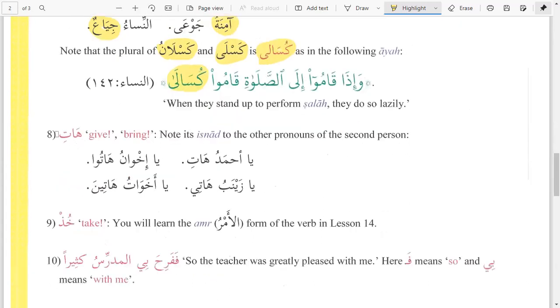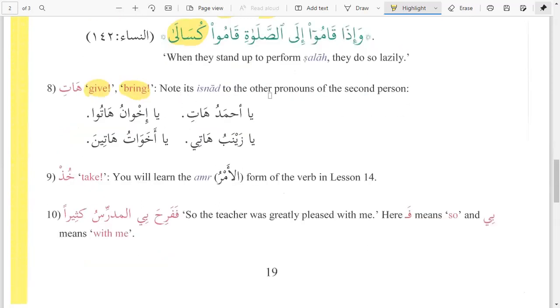And the next is hati. Hati means give, bring. We ask someone to bring something, or we ask someone to give something. It is used in both meanings. We can say give it to me, or bring it. You can use both meanings, give or bring.